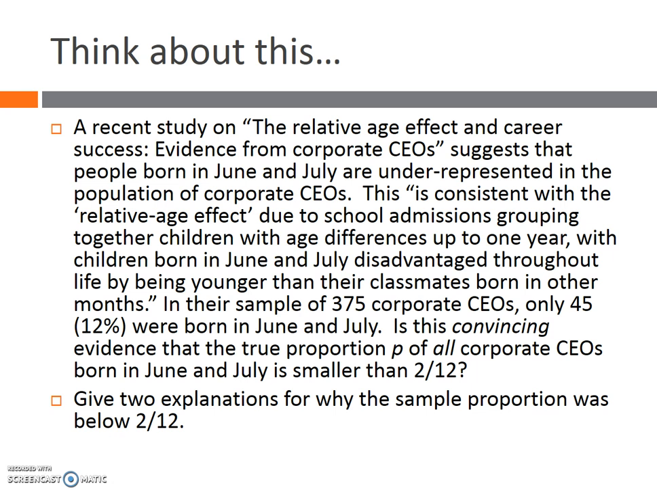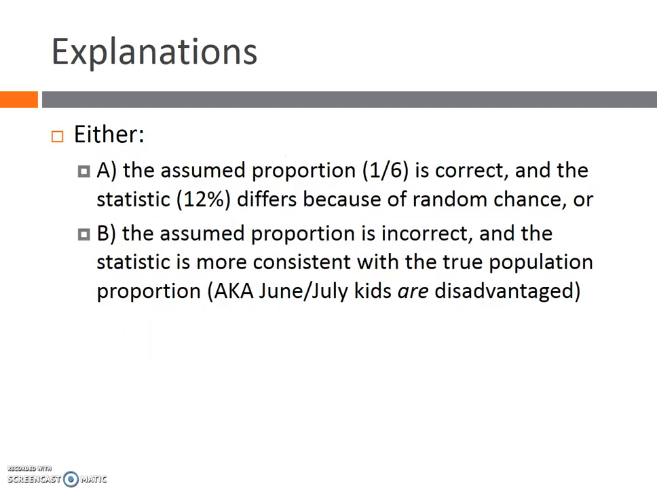So give 2 possible explanations for why the sample proportion was below 2/12. Why could that be? Well, either the assumed proportion, 1/6, or 2/12, is correct, and the statistic, which was 12%, differs because of random chance, or, more likely, the assumed proportion is incorrect, and the statistic is actually more consistent with the true population proportion, meaning that kids born in June and July are, in fact, disadvantaged in the workplace. Okay? We can do a simulation.